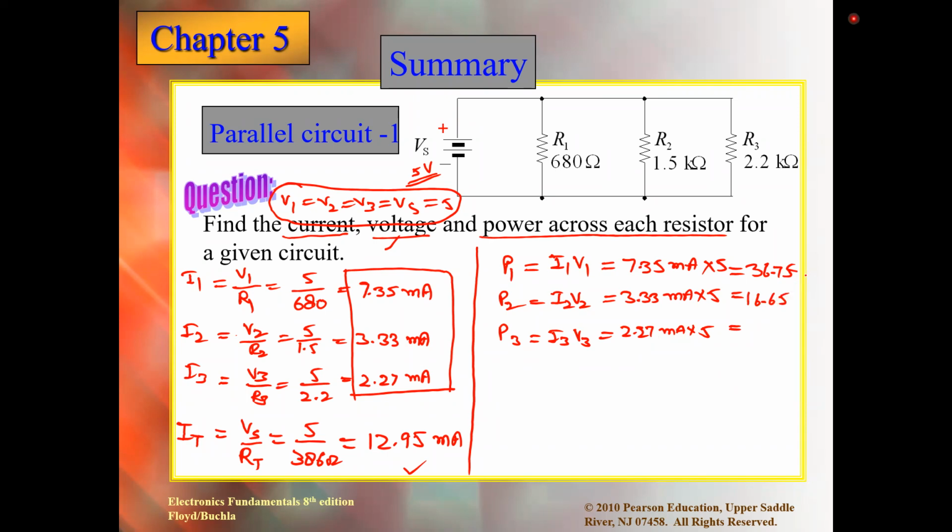Unit. What? Milliwatt. Milliwatt. Yeah, be careful. I told you, this is important. You will lose your marks, quarter marks. If this question comes for 1 mark, you will lose 0.25 marks because of the unit. Next, finally, P3, 11.35 milliwatt. Okay, add them all.